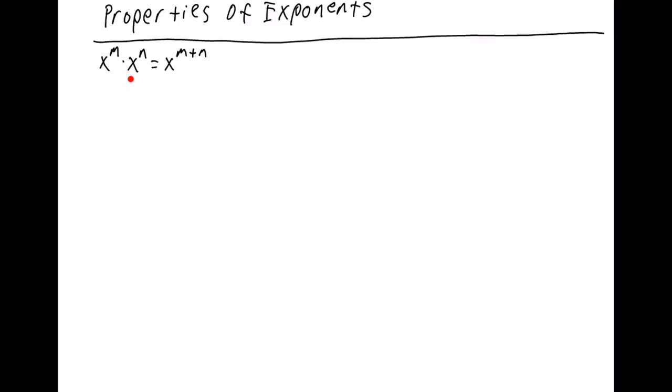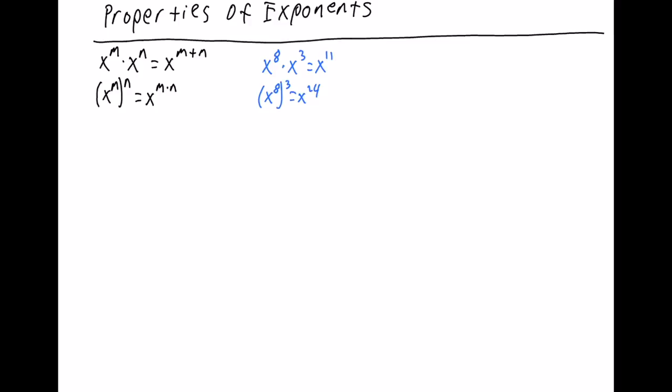Okay? So we have x to the m times x to the n. When you multiply variables, you add the exponents. An example would be x to the 8 times x to the 3 is x to the 11. So you add the exponents here.